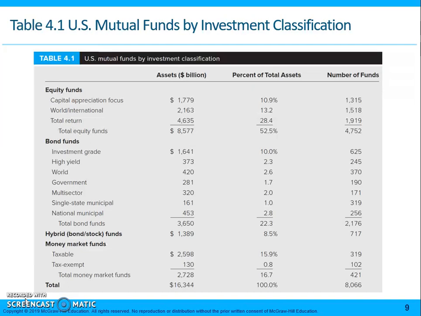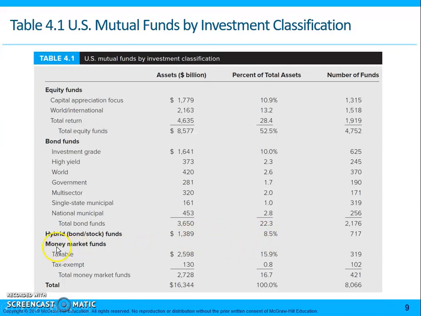I don't see the date on this chart, but anyway, there were 4,752 equity funds. They were split up between capital appreciation, world and international, and total return. Then we have bond funds, with $3.65 trillion invested in bond funds, 2,176 funds, representing 22.3% of the market. The hybrid funds are at $1.3 trillion, 8.5% of the market.